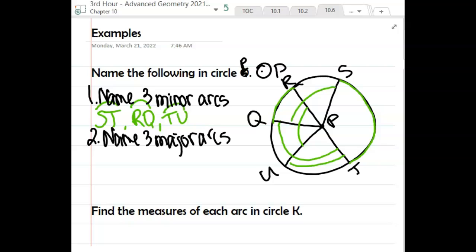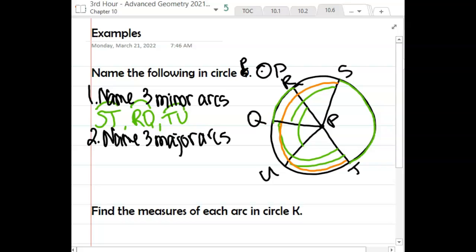Now, before we start naming these, when it comes to naming purposes, how is naming major arcs different than naming minor arcs? You have to have 3 letters. So you are going to have the endpoints. But for example, if I tried to say arc ST, ST's the minor arc. But if I wanted to name the major arc, going the other direction, you are going to use ST, but you have to have a point in between it.